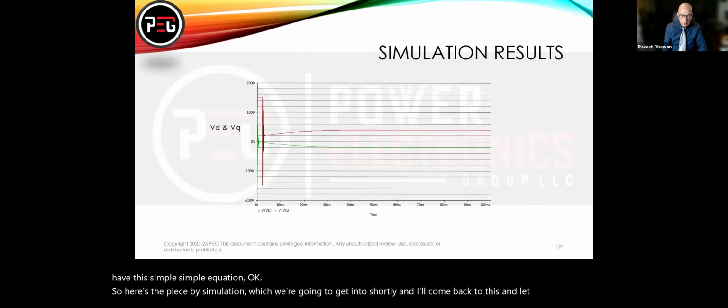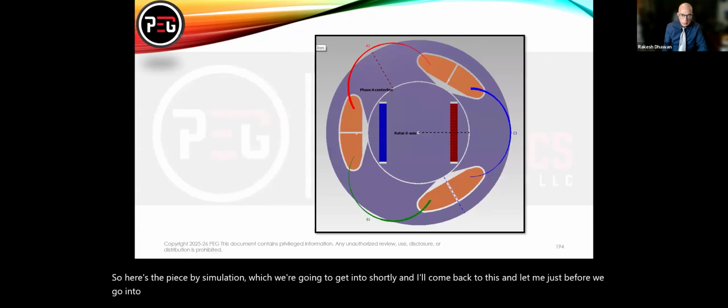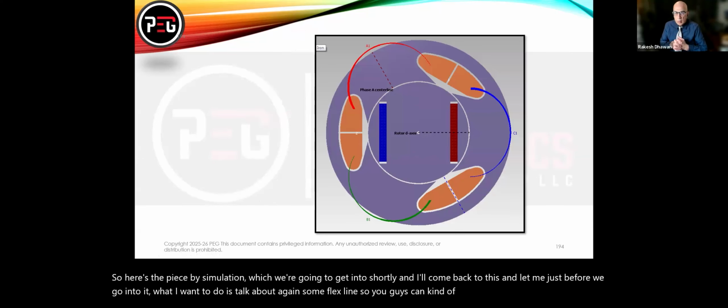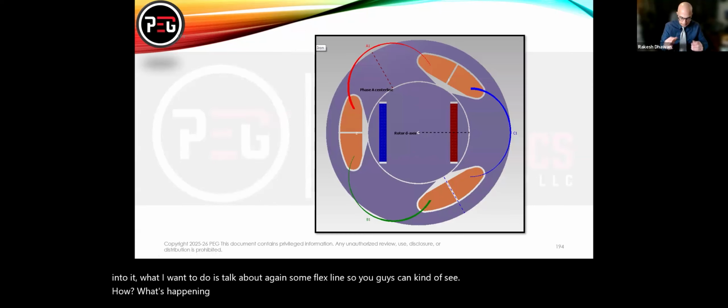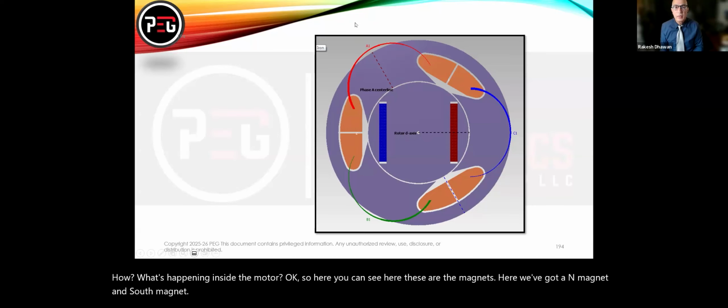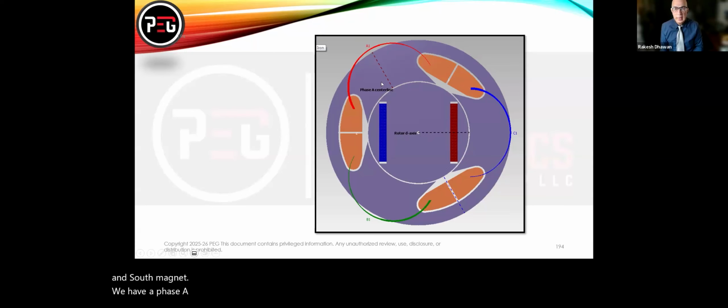And before we go into it, what I want to do is talk about, again, some flux lines so you can see what's happening inside the motor. Okay. So here you can see that these are the magnets. Here we've got a north magnet and a south magnet. We have a phase A center line between, this is your A winding, this is your C winding, and this is your B winding. Okay.